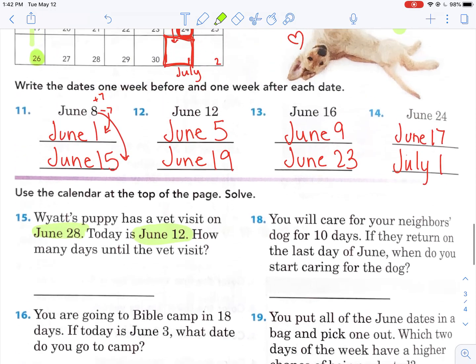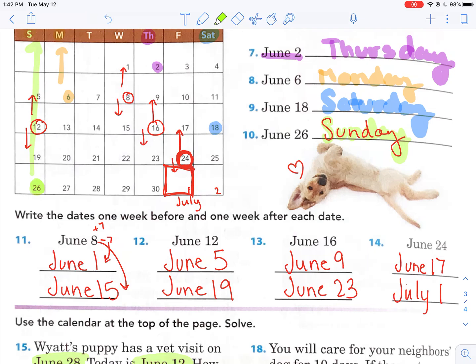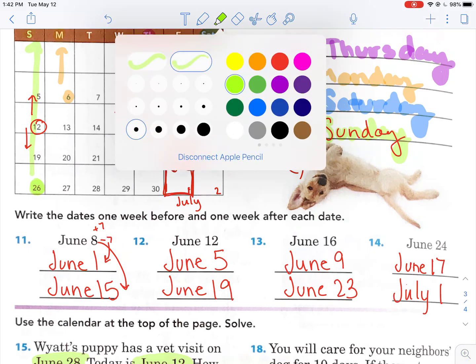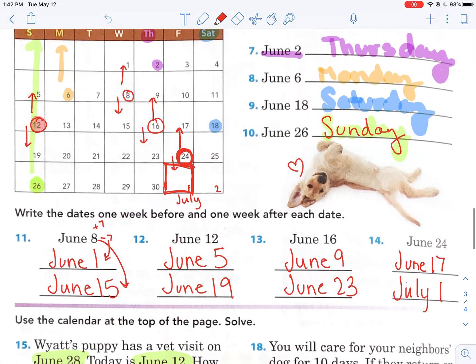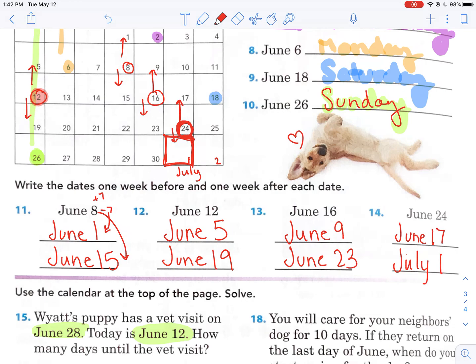Okay, so today is June 12th, and we're trying to get from 12 to 28. So I'm going to actually pick a different color. We are on June 12th, right here. And the vet visit is the 28th. So let's count. How many days? Now, do not count the day that you're on. Don't do it. You count ahead. So 1, 2, 3, 4, 5, 6, 7, 8, 9, 10, 11, 12, 13, 14, 15, 16. Let me double check that.